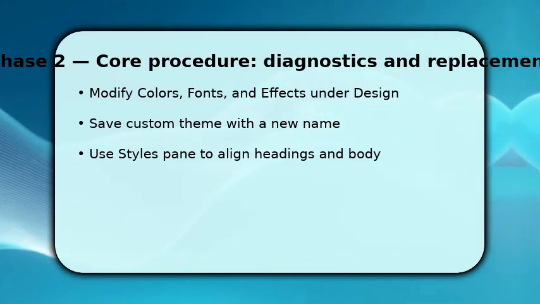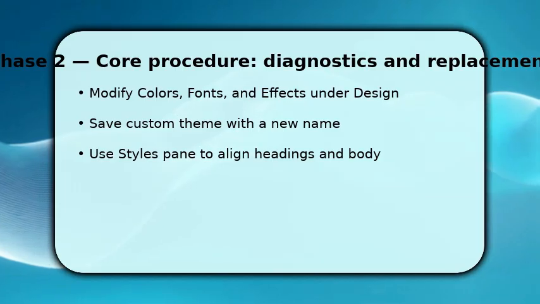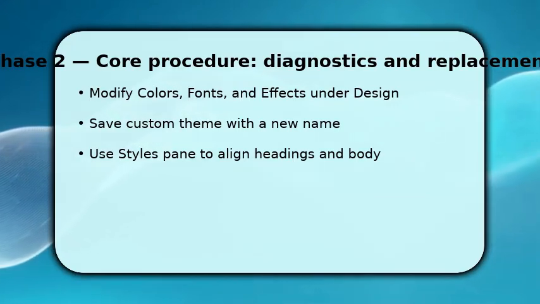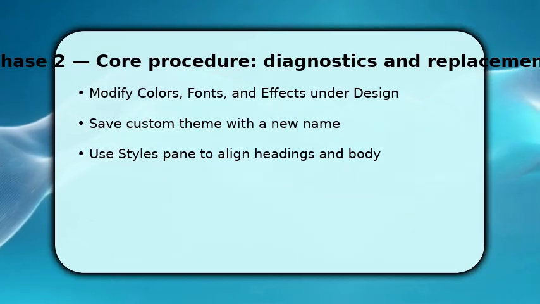Once you've adjusted, save the combination as a new theme so you can reuse it. Go to Themes, Save Current Theme. You'll also want to tweak the styles pane so headings, captions, and normal text reflect the theme. This keeps automatic styling consistent, especially.